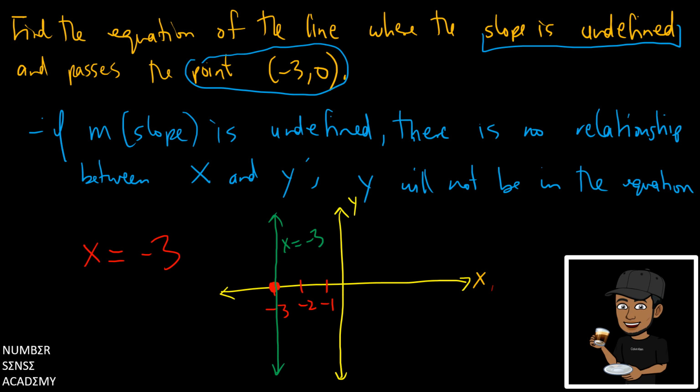And that's it. That's how you solve it. So if it's undefined, it's just x equals whatever the x value is in the coordinate. Okay? And don't forget that this point here is -3, 0. That's it, and thank you very much.